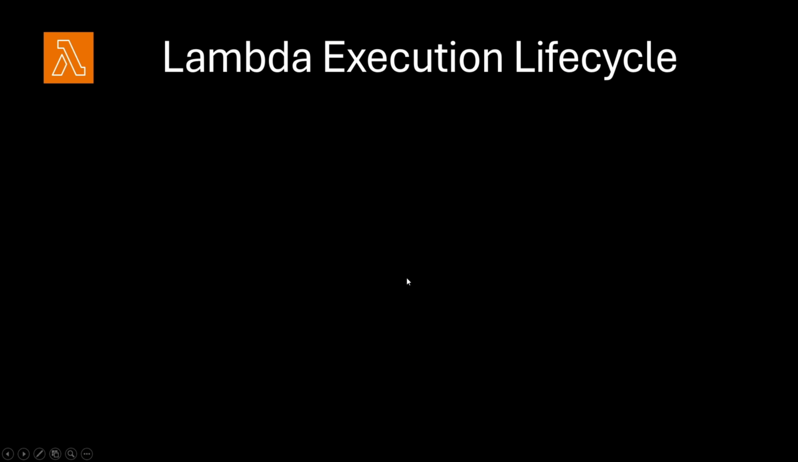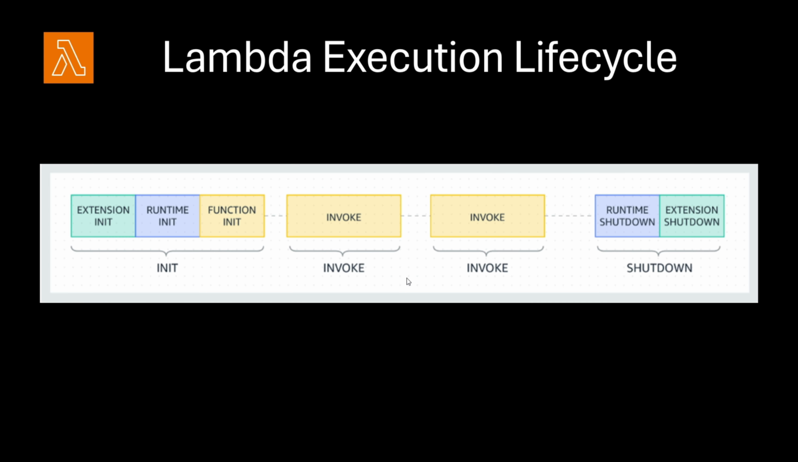Now let's try to understand the Lambda execution lifecycle. The Lambda execution lifecycle consists of three distinct phases: init, invoke, and shutdown. The init phase is triggered during a cold start when Lambda creates a new execution environment for a function in response to an invocation. This is followed by the invoke phase where the request is processed, and finally the shutdown phase where the execution environment is terminated.